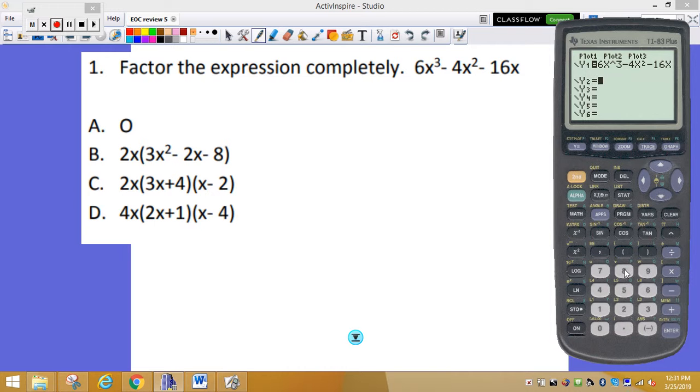So let's look at C. C says 2x and then 3x plus 4 and x minus 2. Let's graph that one. And that's the one that looks exactly like that. So be careful. If it says factor completely, you want to pick the one that has two parentheses. So in this case, the answer would be C.